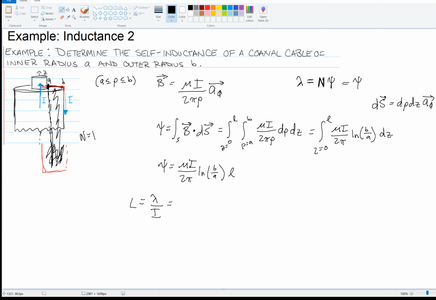So then the I's are going to cancel, and we're left with mu over 2 pi times the natural log of b over a, times L. So that's the inductance, and maybe this thing is infinitely long or something, and we want the inductance per length. So the inductance per unit length would be capital L, the inductance, divided by L. I think we've used L prime in this class before. So L prime is the inductance per length, and that would be mu over 2 pi times the natural log of b over a.